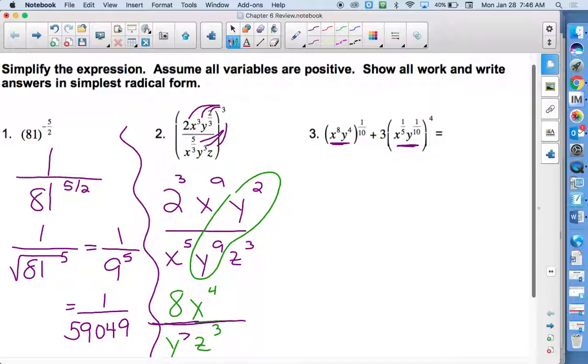In front of this second parenthesis is really a 1. There's a 1 sitting there. So just like the previous problem, things are inside parentheses. There is an exponent on the outside. So we'll distribute that exponent through. So Emma, when you distribute the 1/10 through the first parenthesis, what do you get there?